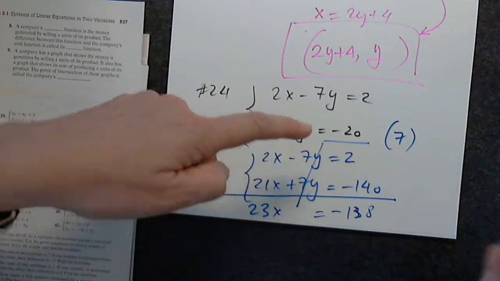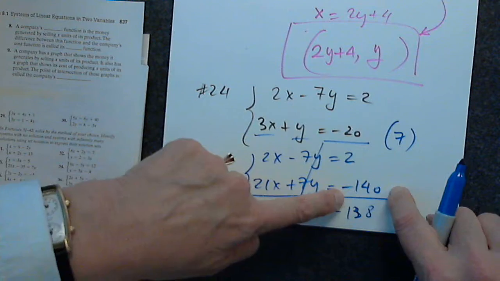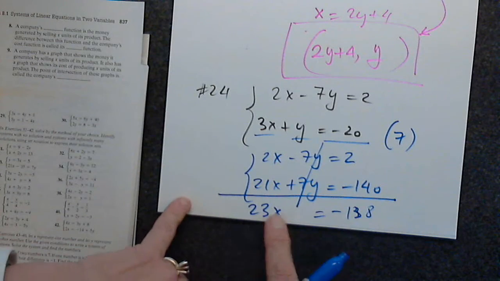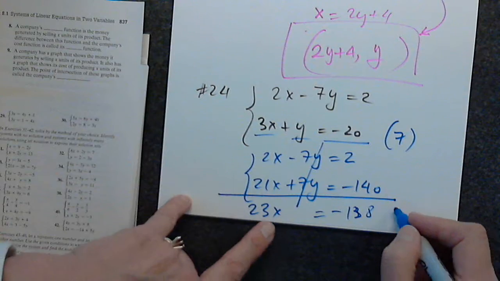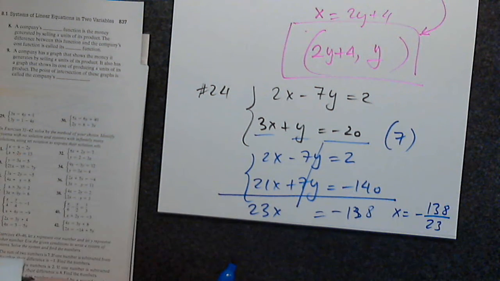So by adding, or if you want, you can say that you are adding this here, which is 2, and you're adding this here, which is 2. This enabled us to determine an equation in x, and now we can solve for x. Negative 138 divided by 23.